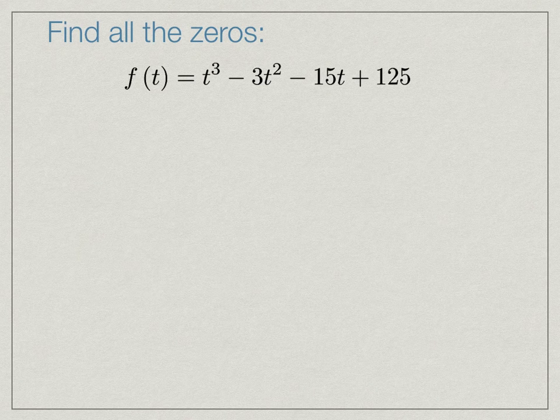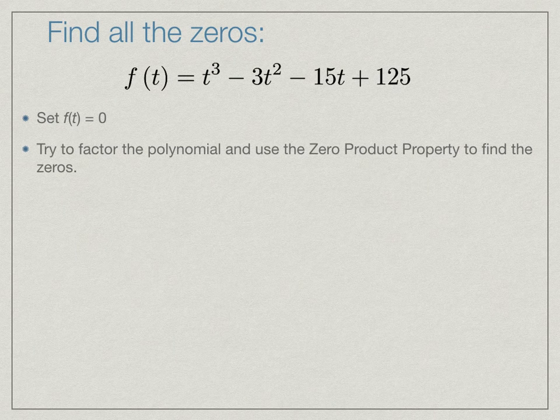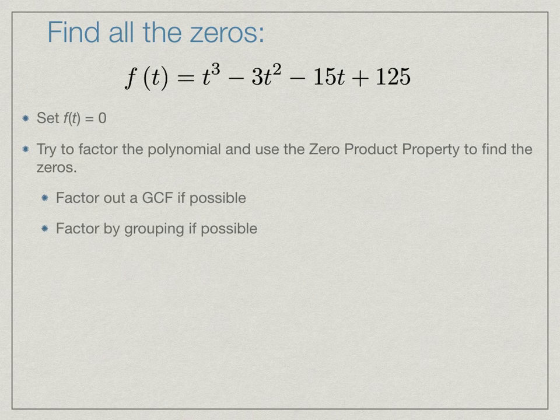To find those zeros, we know we want to set the function equal to 0. From there, we'll try to factor the polynomial and use the zero product property to try to find the zeros. Now, to factor the polynomial, we can use a couple of strategies. We could factor out a GCF, but because this one has 4 terms, we could also factor by grouping, if possible.